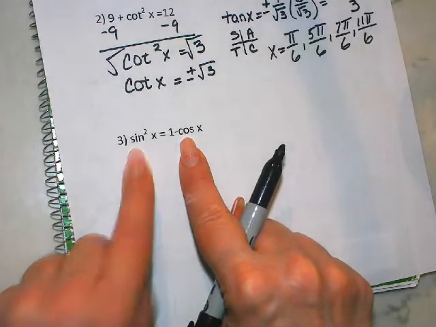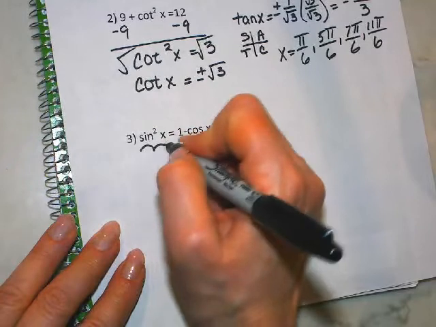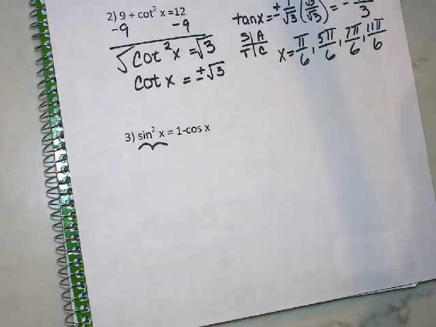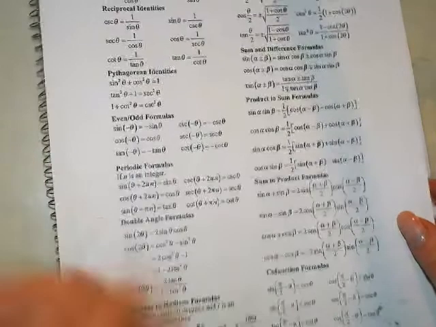Okay, we also had ones like this that were a little more challenging because they had a sine and a cosine in it, and we didn't know what to do with that. But remember, this is an identity. Okay, you should remember we have this identity sheet.